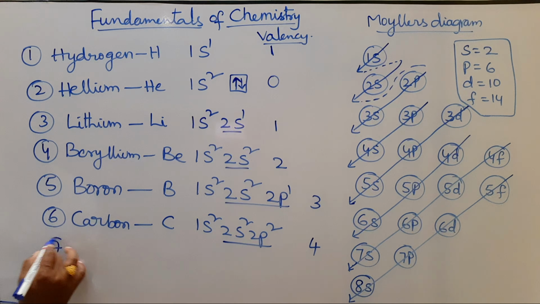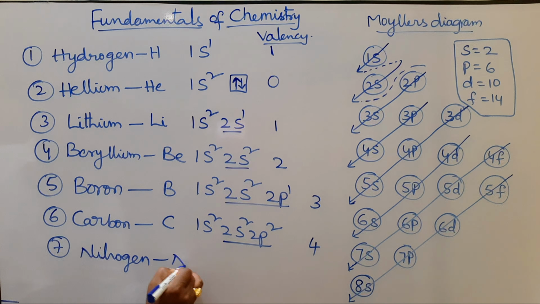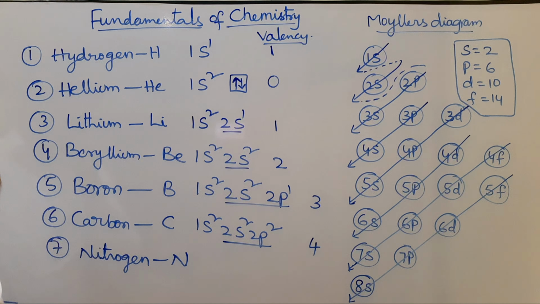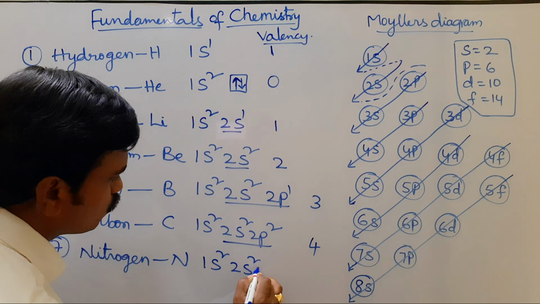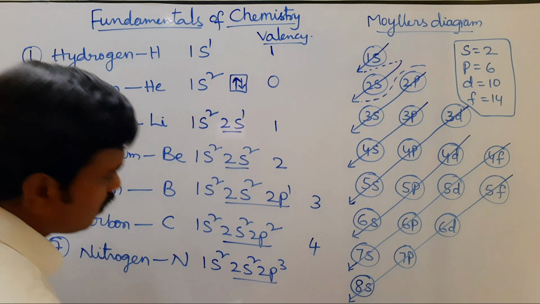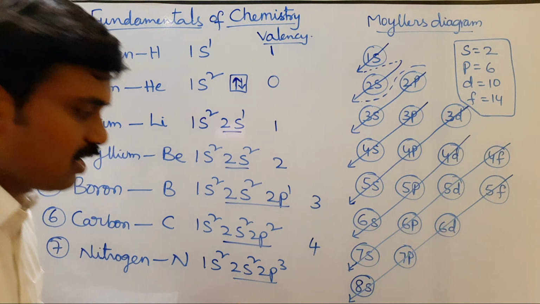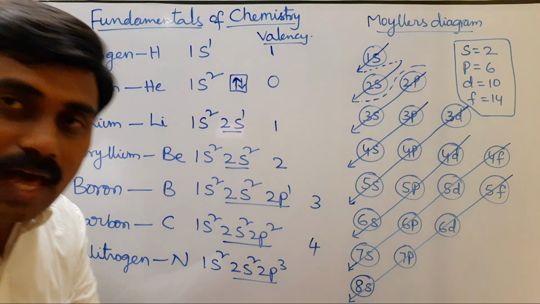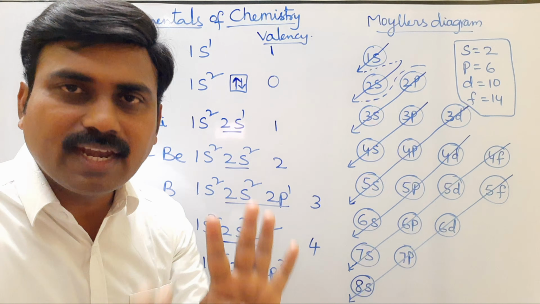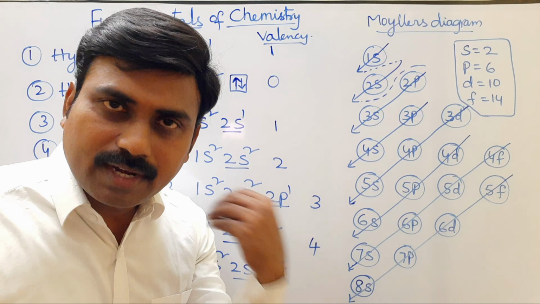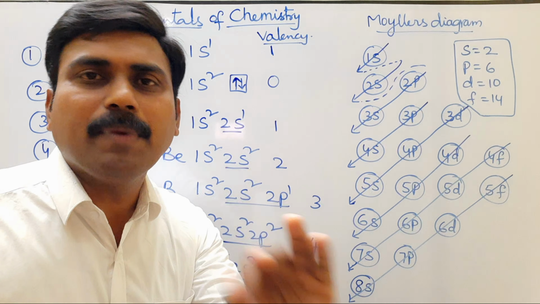Next, 7th element, nitrogen. Nitrogen symbol is N. It is also what we can call inert in nature. Its electronic configuration is 1s2, 2s2, 2p3. Nitrogen has 5 valence shell electrons. To get an octet, octa means 8 electrons in its valence shell, if it gains 3 electrons, it becomes stable.